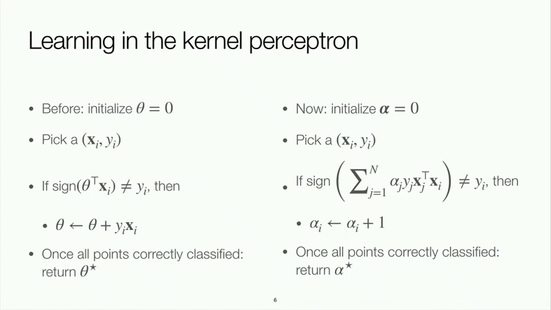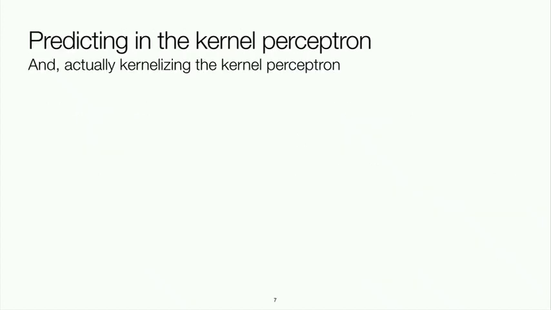So I claim that we've actually done that. We got rid of all the x's, and now the only thing that I see is this xj transpose xi, that's this dot product that I have here, and it's going to be pretty simple to replace that with whatever we want. So we're actually going to kernelize the perceptron now.